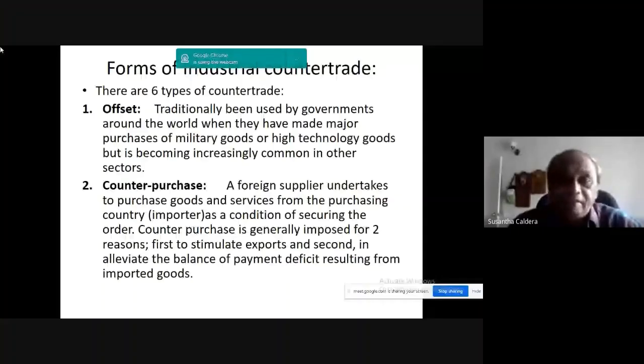Second one is counter purchase. Counter purchase is where a foreign supplier undertakes to purchase goods and services from the purchasing country, that is the importer, as a condition of securing the order. For example, UK military goods against capital goods against sugar. Counter purchase is generally imposed for two reasons. First, stimulate exports, and second, alleviate the balance of payment deficit starting from imported goods.